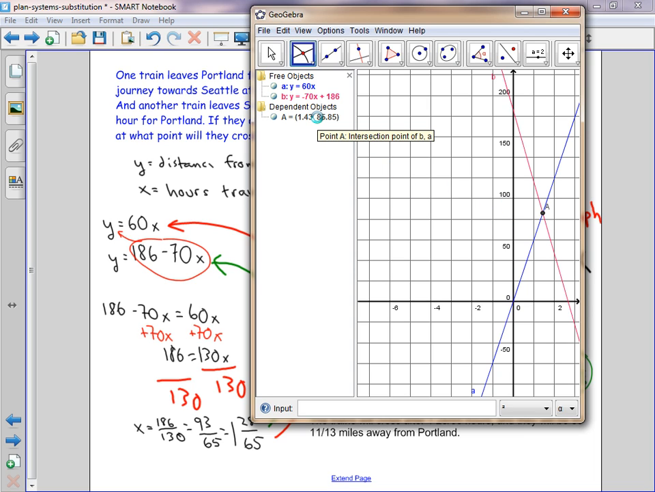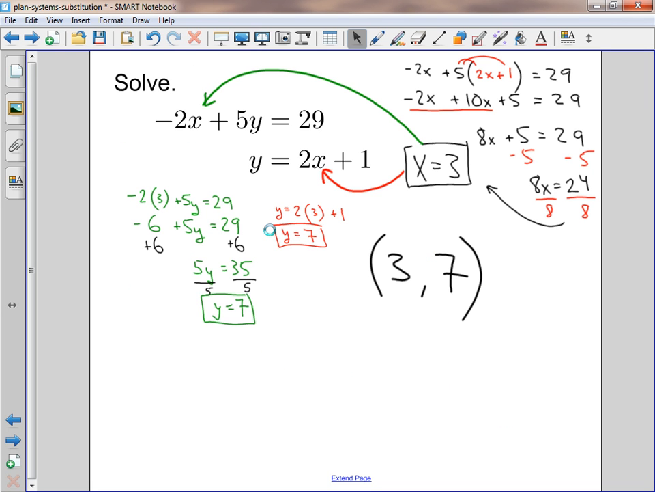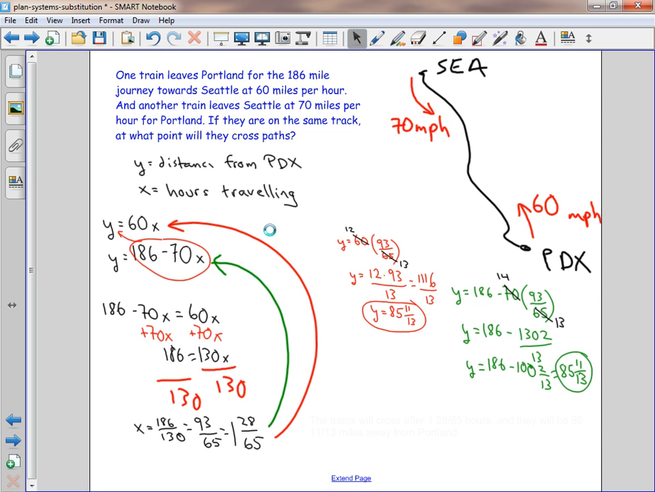So that is how you solve a system of equations by substitution, and one of the things that you can do with it. I hope this helps when you're working on your homework this week in class.